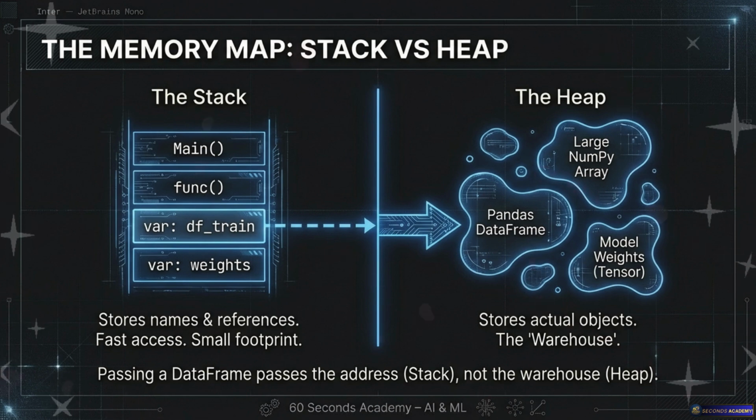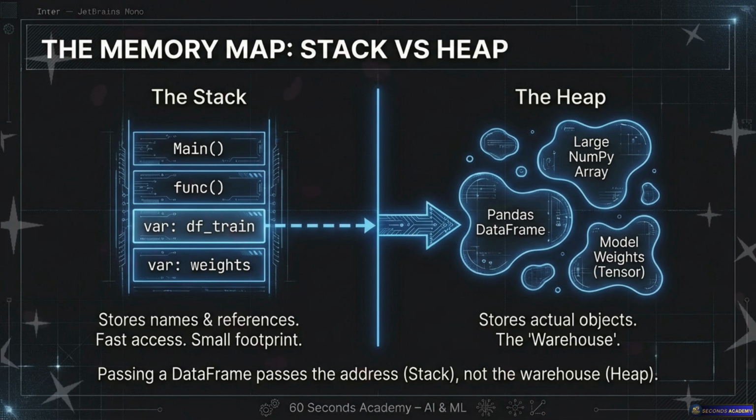They are way too big for the office desk. Precisely. So when you say df equals pd.read_csv data.csv, the name df sits on my stack on the desk. Right. But the actual millions of rows of data are created in the heap, in the warehouse. The df variable on your desk just holds the directions to where that data is sitting in the warehouse.